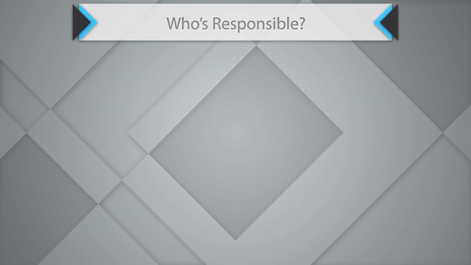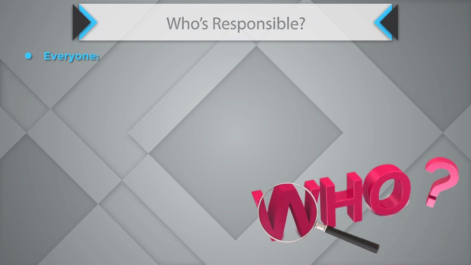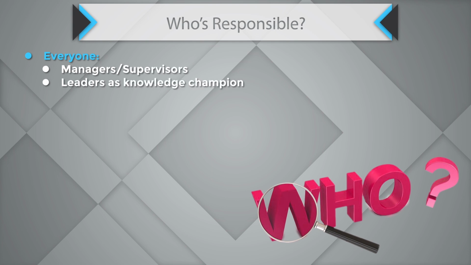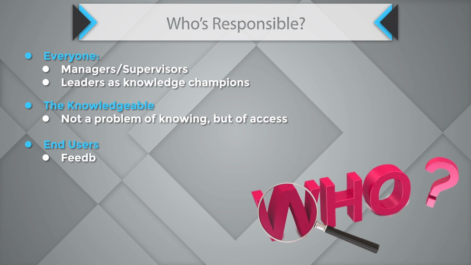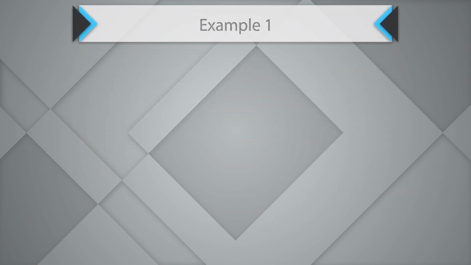Who is responsible for asset reuse and knowledge management? Everyone. Pretty much everyone is responsible to develop reusable assets and the knowledge associated with them. Managers, supervisors, leaders could be made as knowledge champions. The knowledgeable on the ground team, end users who could provide feedback, and such feedback could roll back to our knowledge management systems. Let's look at a couple of examples.